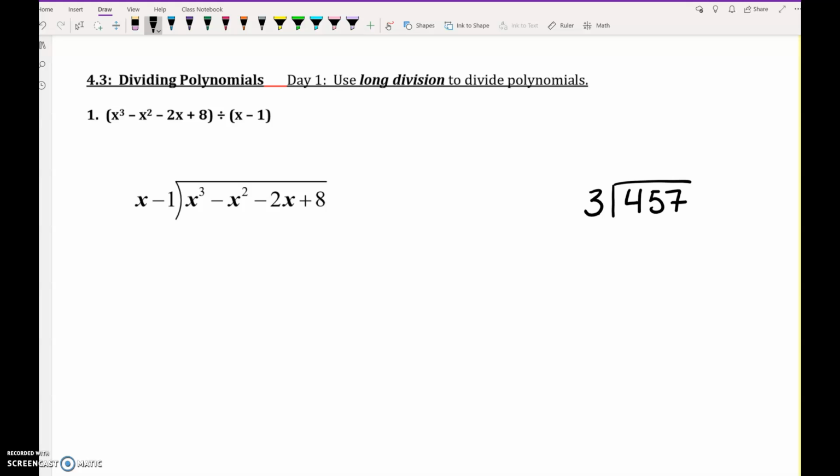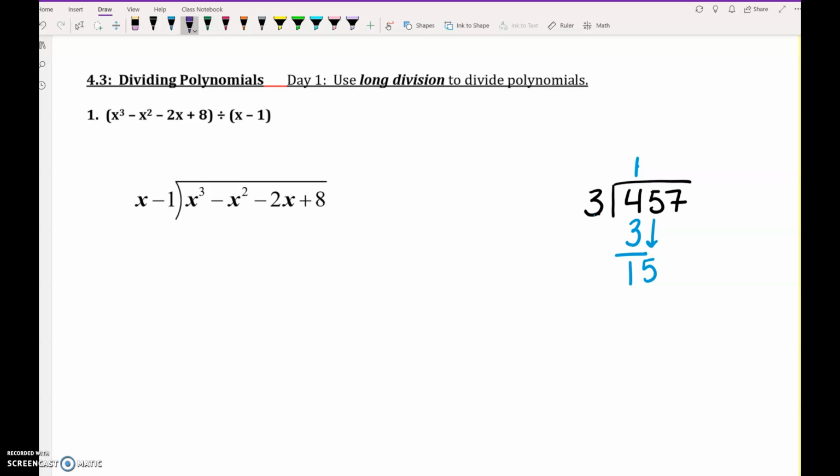How many times does 3 go into 4? Once. And 1 times 3 is 3. What do we do here? We subtract. 4 minus 3 is 1. And then we bring down the 5. We're going to call that one cycle. Now let's do another cycle.